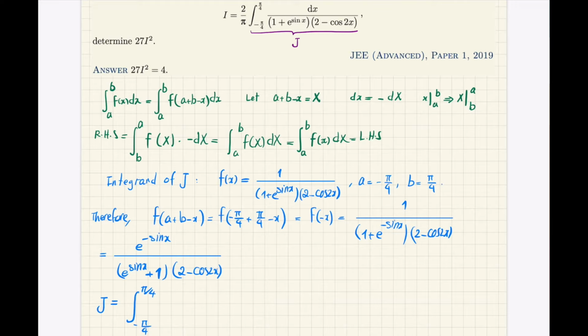But I would write f of a plus b minus x as the integrand, but I have already calculated and manipulated it a little bit, so I will write this as my integrand. So it becomes e to the power of sine x. I made a mistake, this is not minus, sorry, this is positive because I multiplied everything by positive. Okay, so let me clean this one as well, so that is e to the power of sine x, sorry. And then I will have this denominator, 1 plus e to the power of sine x, times 2 minus cosine 2x. And then I will have my dx.